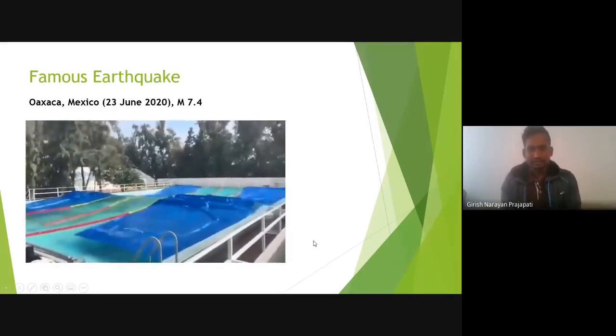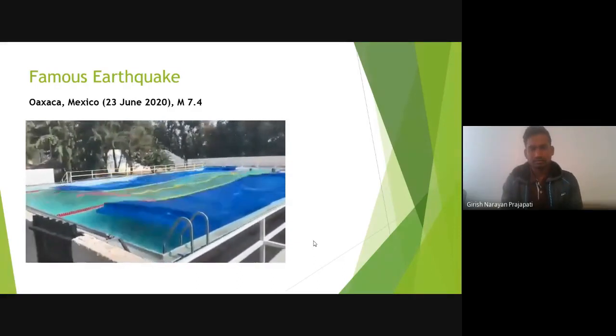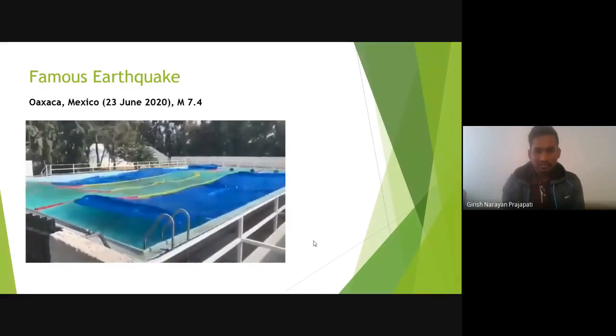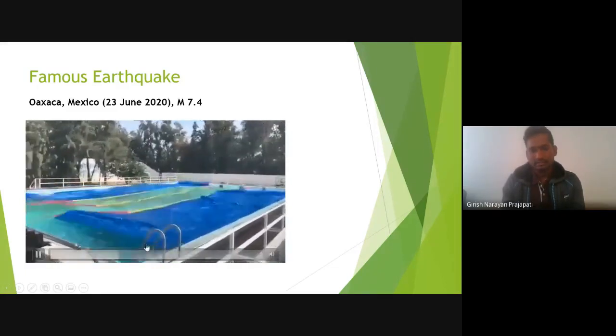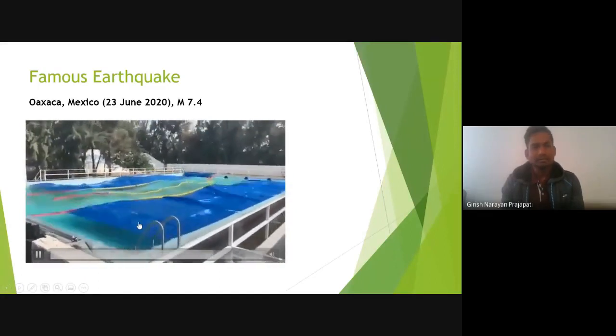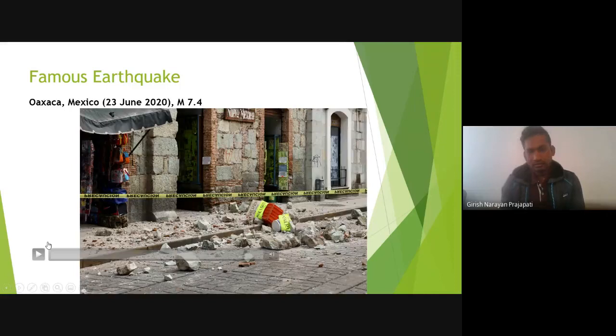But still, you can see the waves generating because of the shaking. From the swimming pool, you can know what kind of waves it is. In this case, this is a Rayleigh wave. These are some of the damages done to buildings. The buildings there are stone masonry. Stone masonry doesn't have any reinforcement, so it generally collapses when destruction happens.